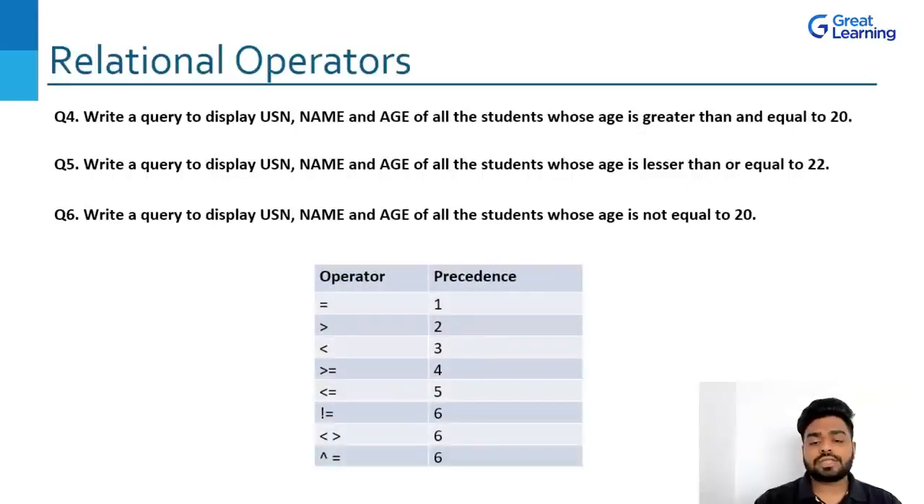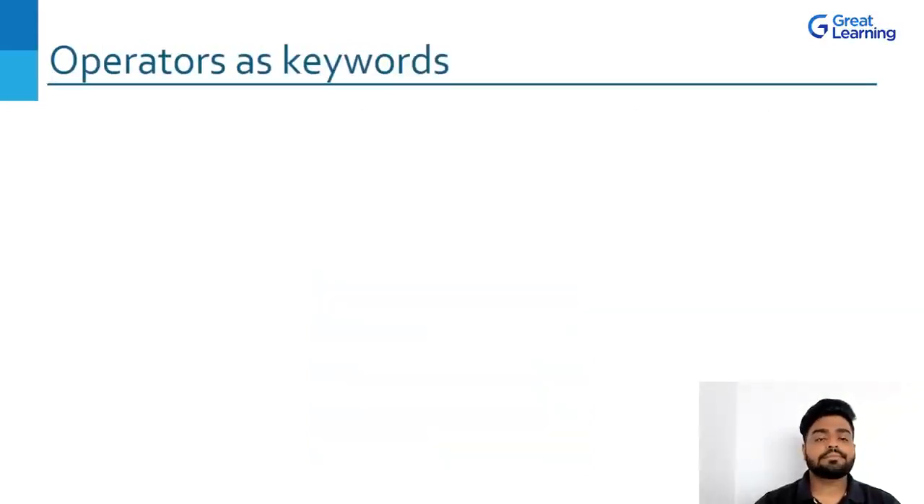Yes. So this is what your precedence of operators is. First we give precedence to equal to, then greater than, less than, greater than or equal to, less than or equal to, and it goes on. Correct? Operators as keywords. Now this is very important, and this is why this topic was discovered. So the very first topic which comes in here is the between and operator.